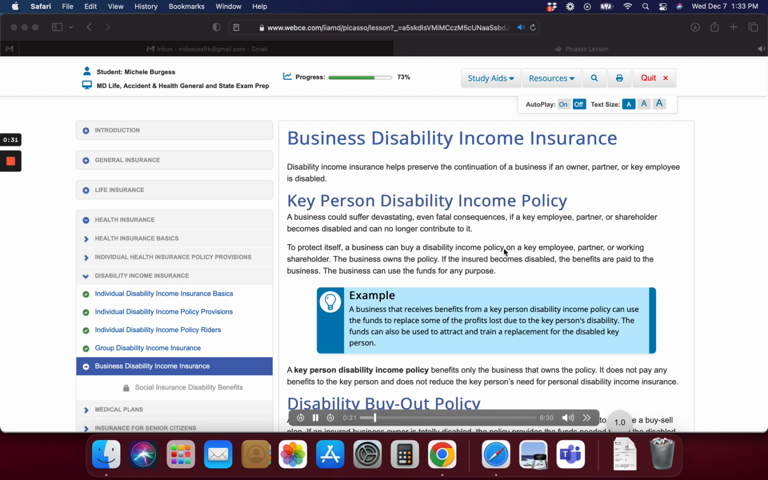To protect itself, a business can buy a disability income policy on a key employee, partner, or working shareholder. The business owns the policy. If the insured becomes disabled, the benefits are paid to the business. The business can use the funds for any purpose.